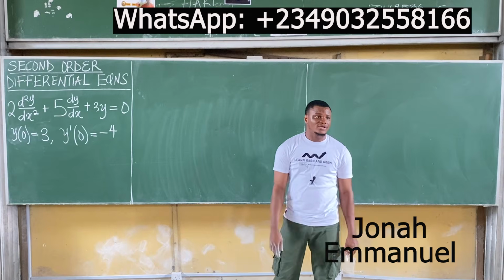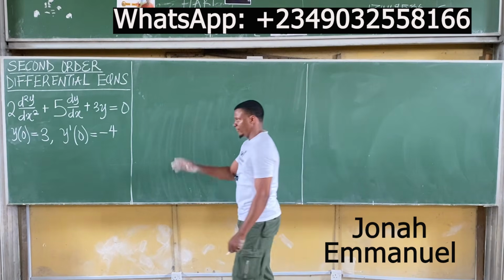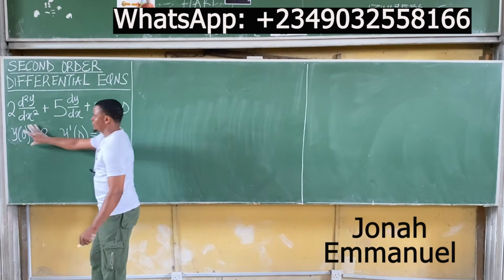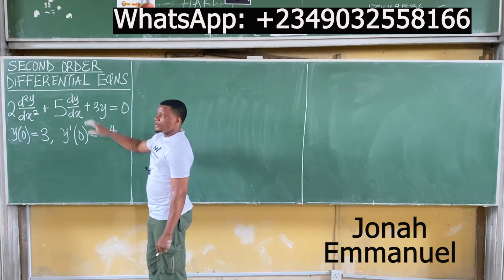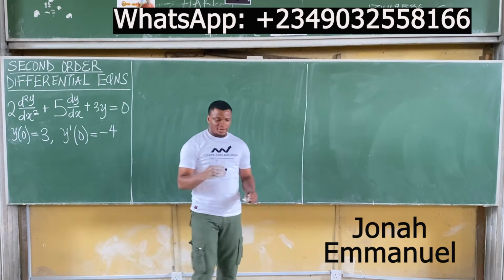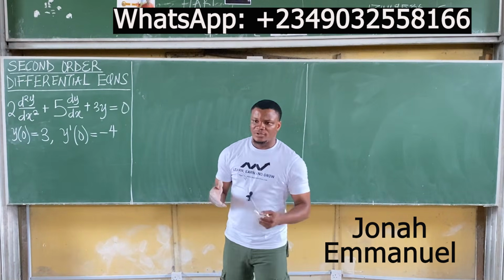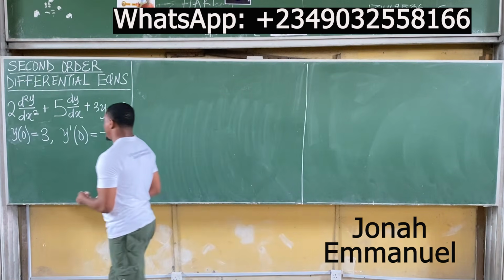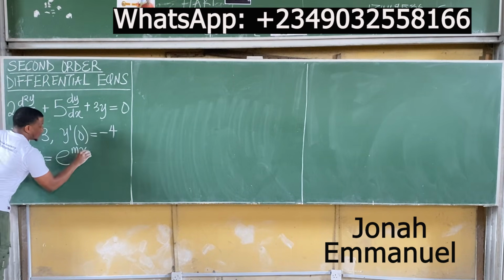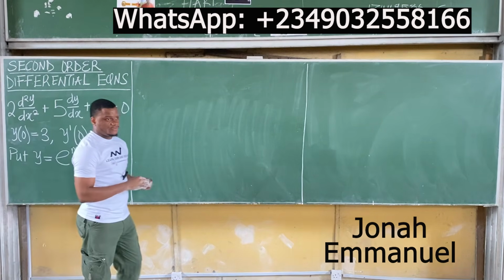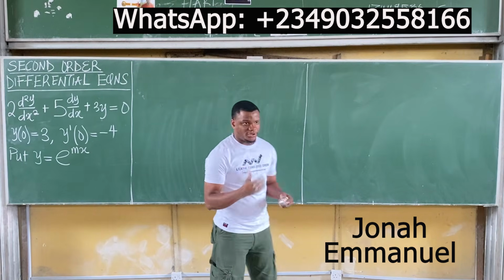Right, so how do we solve this question? Let's take them from the very beginning. First things first, we'll ignore these conditions for the meantime. Ignore these conditions. Start with this one first. When it comes to solving a second order differential equation, we said the first step is to put y as equal to what there? Exponential mx. This is always your first step in solving a second order differential equation.